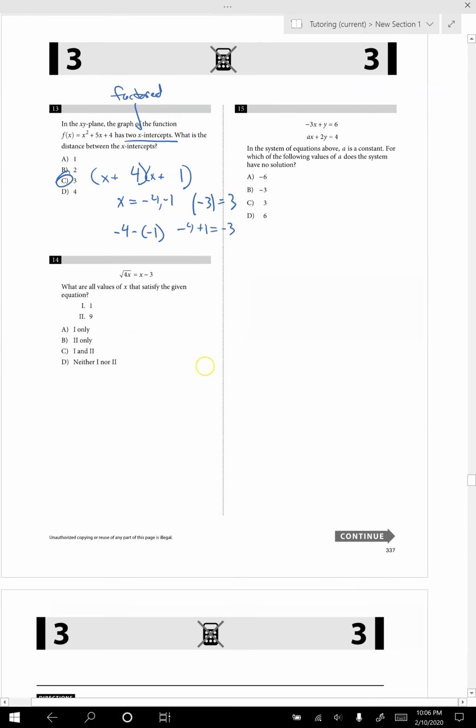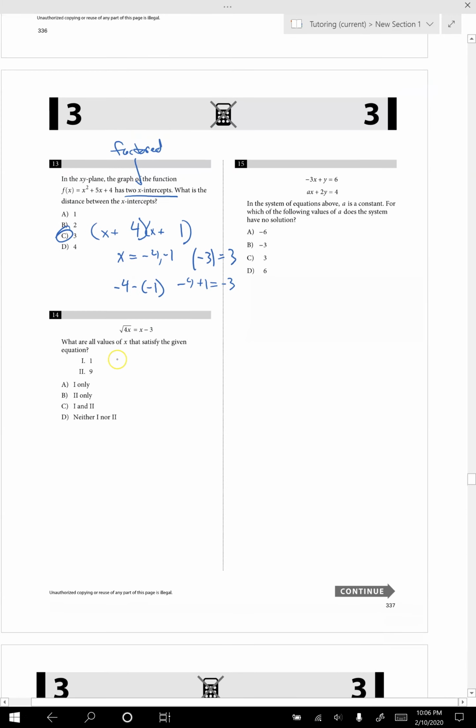So let's plug in 1 here, and we get square root of 4 equals 1 minus 3, which means 2 equals -2. That's not right. And then we plug in 9 here, so we get the square root of 36 equals 9 minus 3, which means we get 6 equals 6. That does work. And so B is our answer.